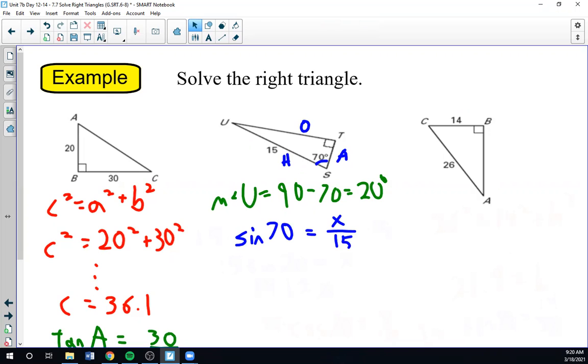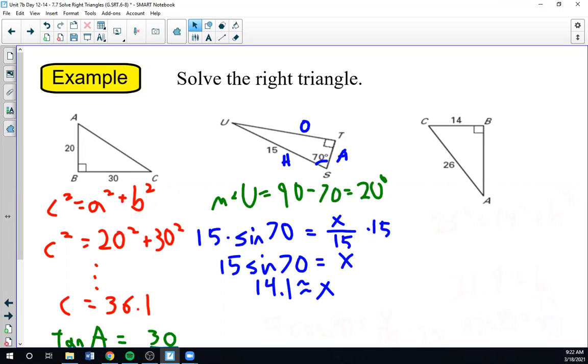So pausing here and giving you a moment to solve the rest of it. Here we go. Get rid of your fraction by multiplying by what's on the bottom. Your side length goes to the nearest tenth. Remember, the angles go to the nearest degree, your nearest whole number. The side lengths are going to go to the nearest tenth. So that one, T to U, was 14.1.